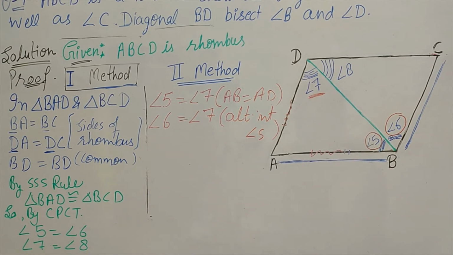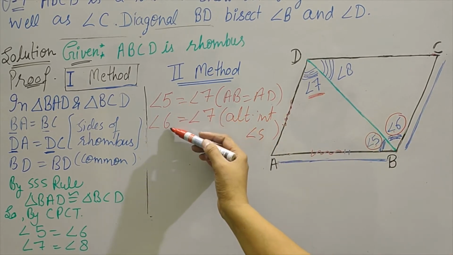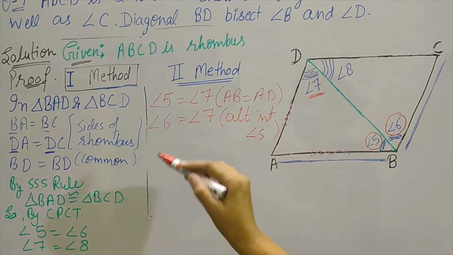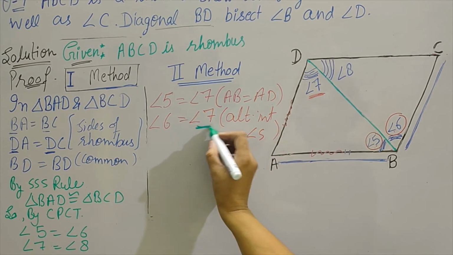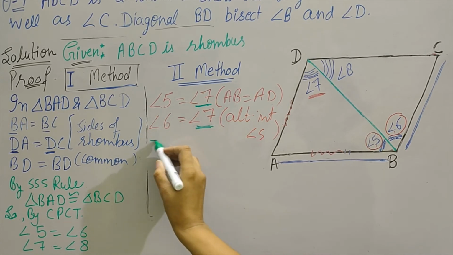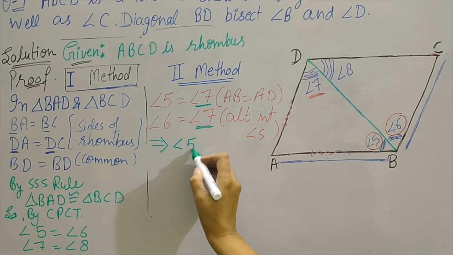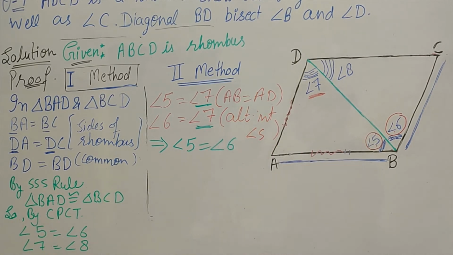What do you have to think? Take the target that you have to make 5 and 6 equal. So write down both the angles and try to prove them equal to the same thing. So by Euclid's logic also, things which are equal to the same thing are equal to one another. Angle 5 is equal to angle 6. So from these two equations we can conclude this result.